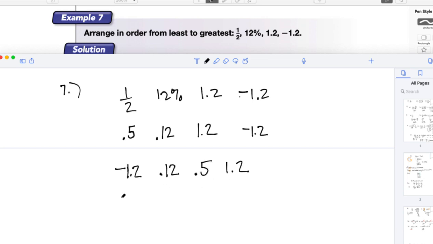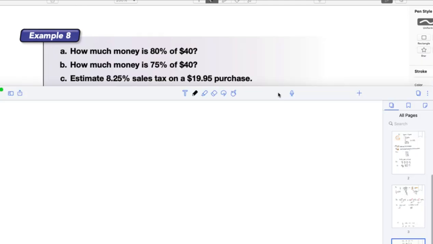If you want to write it in its original form, you can do that. So the 0.12 was 12%, and the 0.5 was 1/2. And then the 1.2 is as it was. So here we are in example 4.